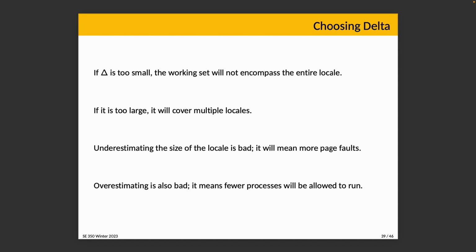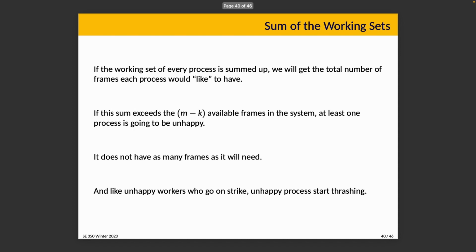So underestimating the size is bad, because it means there are more page faults, but overestimating isn't any better because it potentially means that we are expecting too many processes to be running, and we might restrict the ability of processes to run based on that. If the working set of every process is summed up, we get the total number of frames that each process would like, in quotation marks, to have. If the sum exceeds the m minus k frames available in the system, at least one process is going to be unhappy. That is to say, it doesn't have as many frames as it needs.